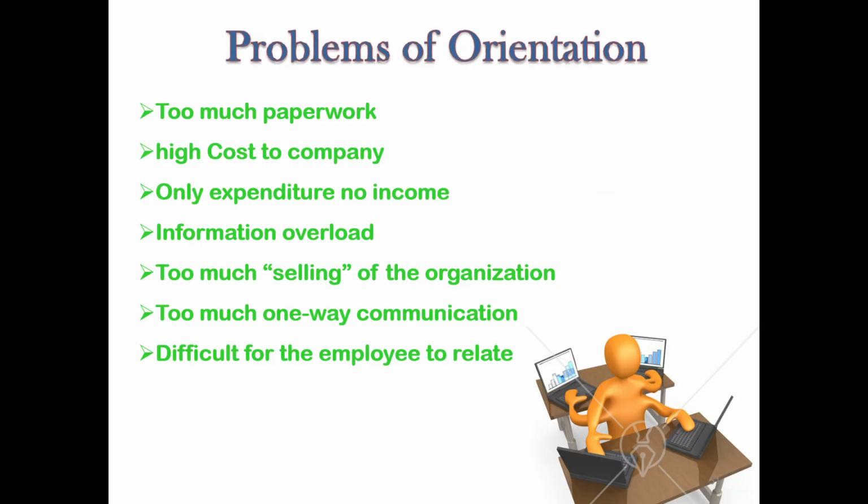So what are the different problems of orientation? Too much paperwork will be given. High cost to the company. If they need to organize it, they need to give a high salary to the people who are going to talk about that. Information will be overloaded, too much selling of the organization, too much one-way communication, and it is difficult for the employee to relate. So these are the different problems of orientation.